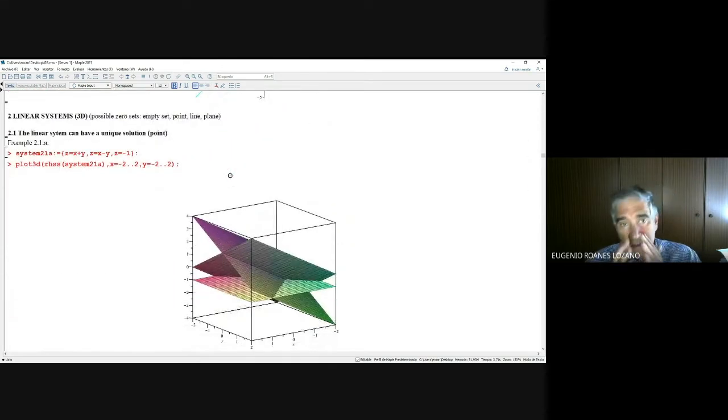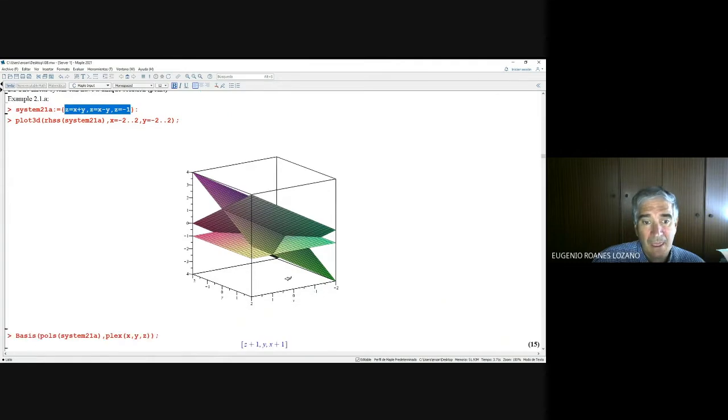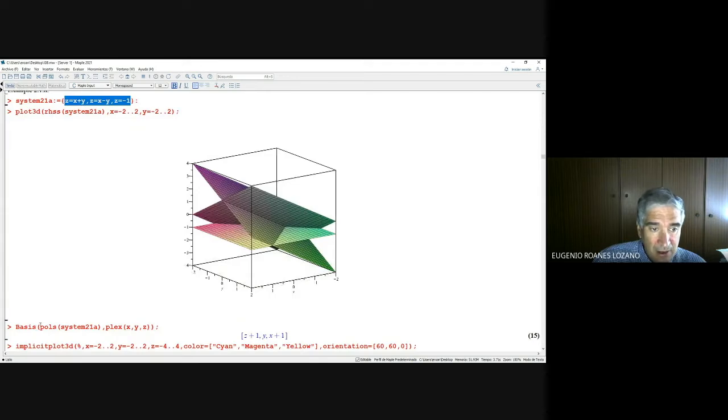In the 3D case, we have more possibilities. The zero sets can be the empty set, a point, a line, or a plane. For instance, it can be a unique solution, a point. In this case, we have 3 planes, as illustrated here, and the only solution is the point that I'm marking. The Gröbner basis of this system is z plus 1, y, x plus 1.